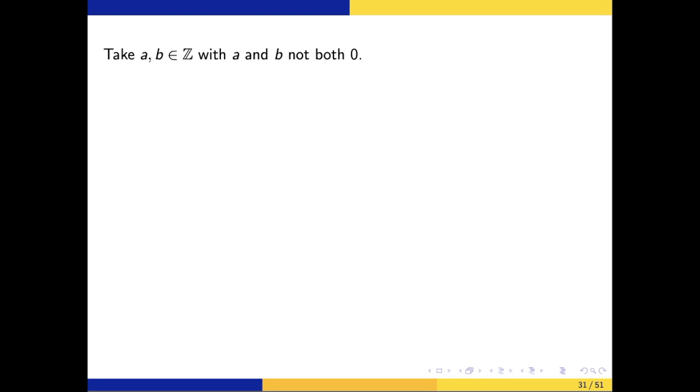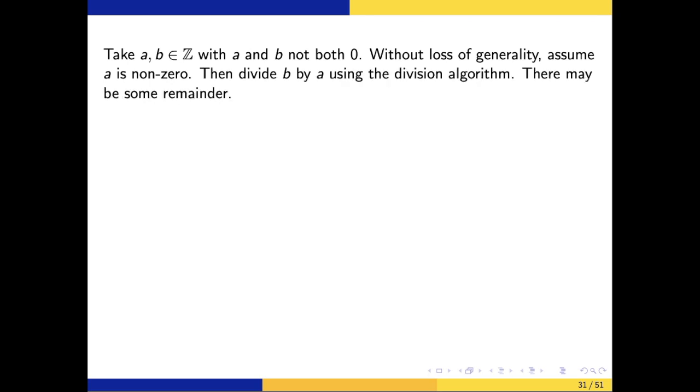Now take integers A and B, with A and B not both being 0. Without loss of generality, we can assume that A is non-zero. Then divide B by A using the division algorithm, and of course there may be some remainder. This gives that B equals AQ1 plus R1, where Q1 and R1 are the first pair of quotient and remainder. Here R1 is non-negative and strictly less than mod A by the division algorithm. Also, R1 is equal to B minus AQ1.